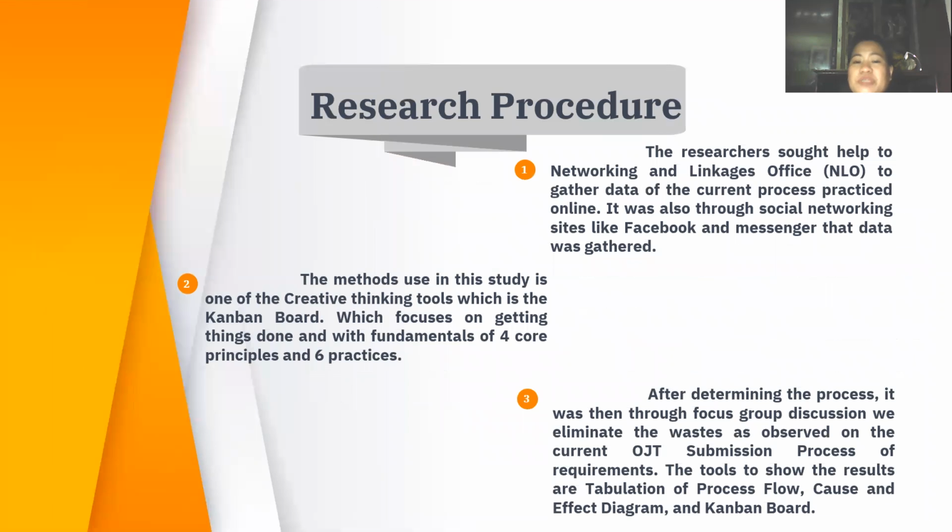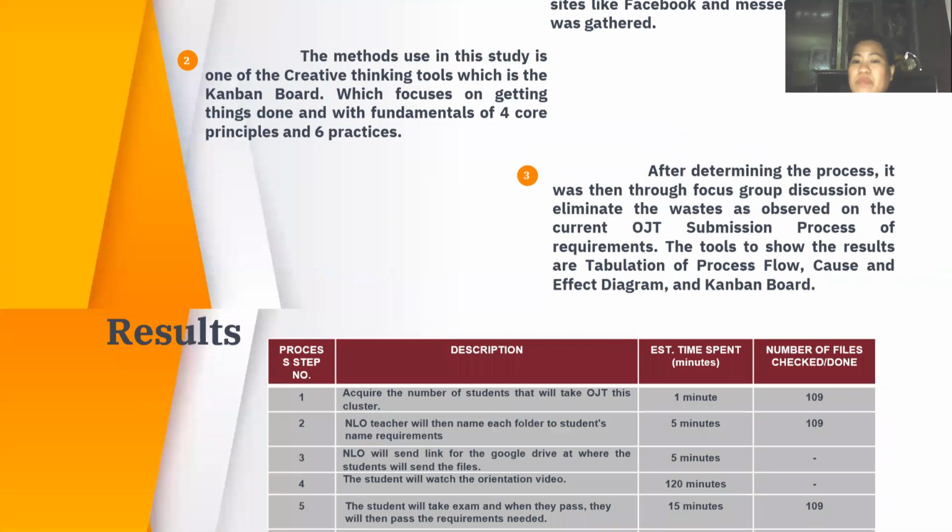Methodology. Research procedure. The research procedure is how to help the Networking and Linkages Office. It was also done through social network sites like Facebook and Messenger. The method used to study was a creative thinking tool, the Kanban board, which focuses on its fundamental four core principles and practices. After determining the process, it was followed by focused discussion, eliminating waste, and observing the current OJT submission process of requirements. The tools to show the results are tabulation, process flow, cause and effect diagram, and Kanban board.